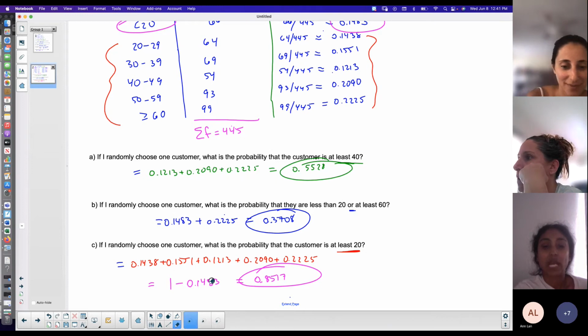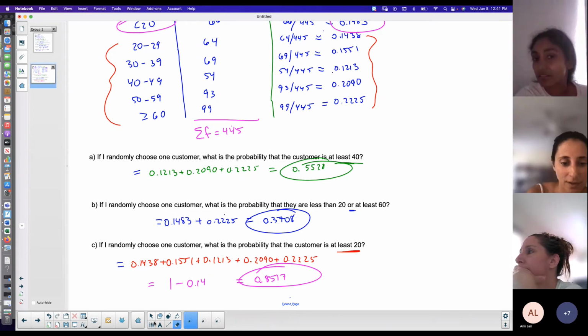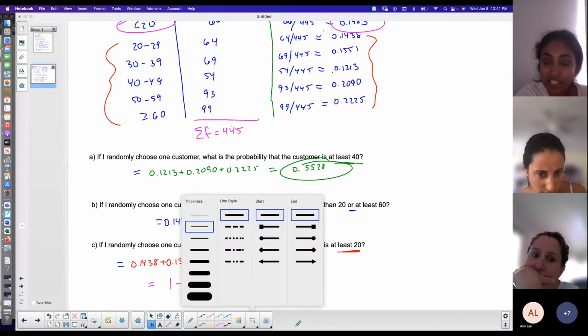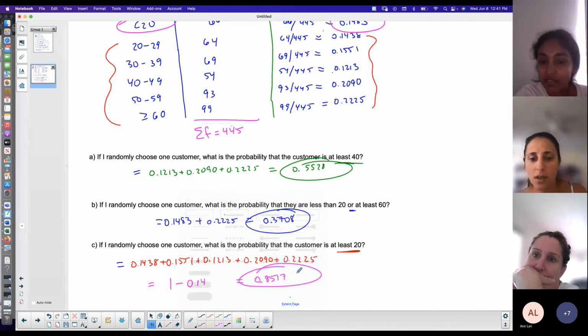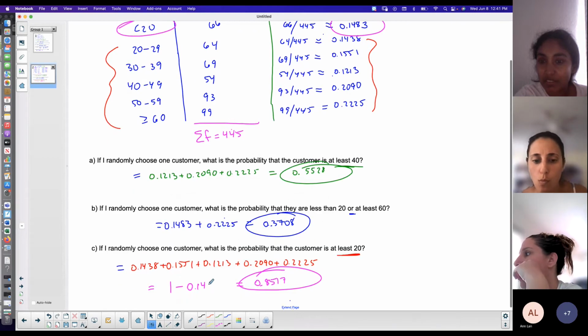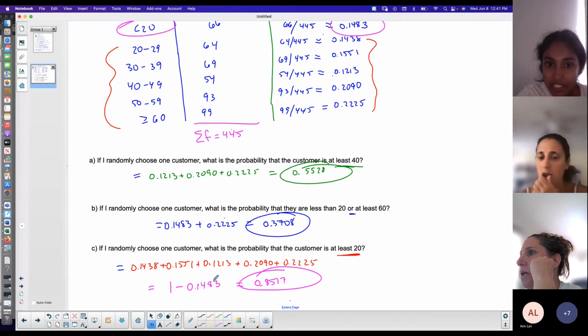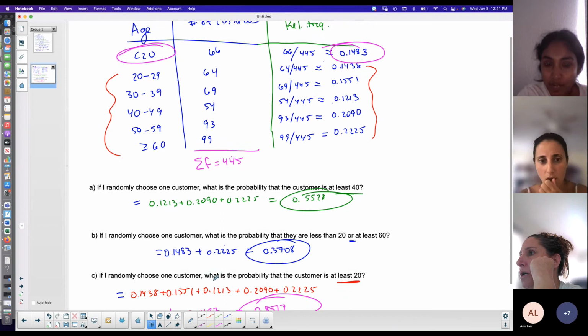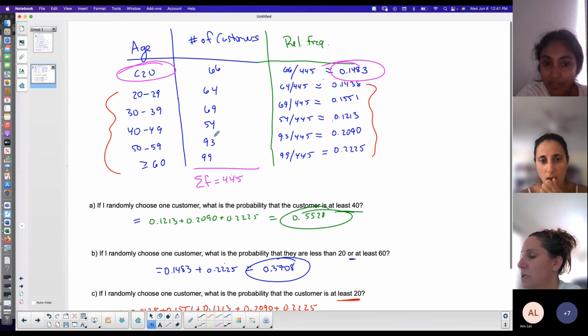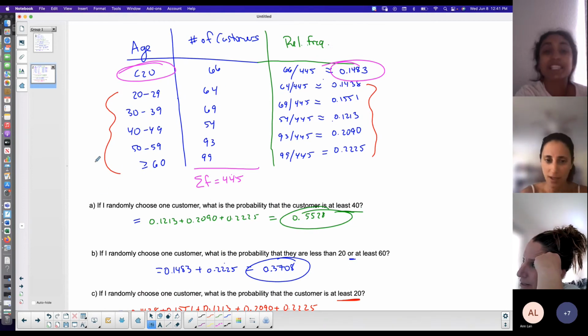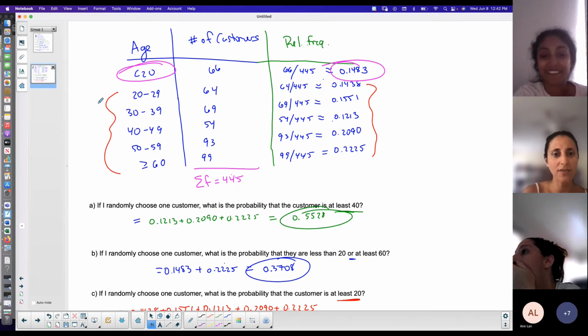Okay. How do we find cluster? A what? How do we find cluster if we have age and relative frequency and we don't have the number of cluster? What are you saying? Cluster? Yes. What is this? This is 66, 64, 69, 54. How do we find that one? These values? Yes. They're given to you. Oh, number of customers. Yeah. Okay, so that one is given to us. Okay. This is given to you.